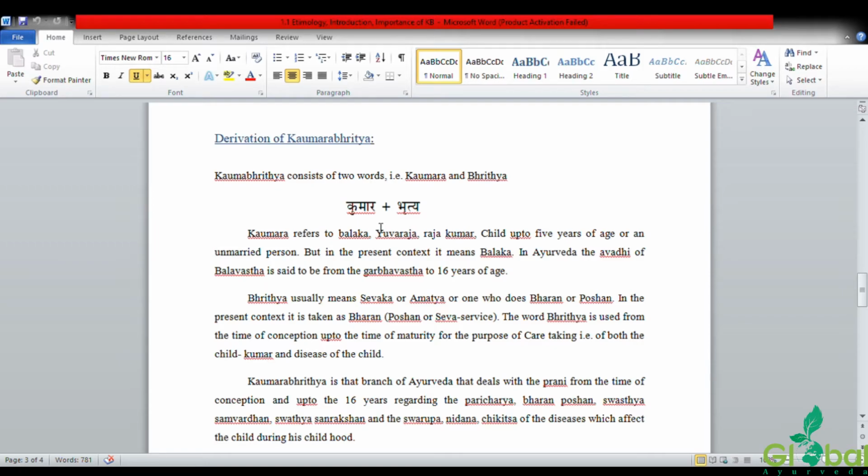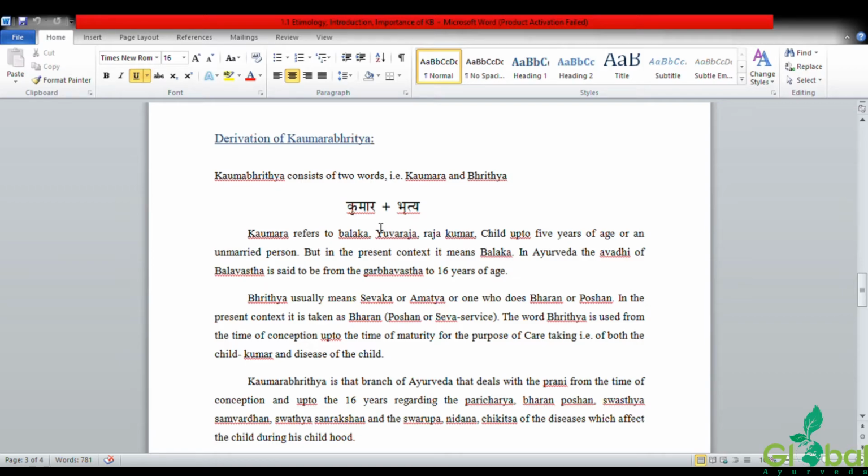So in Ayurveda, the avadhi of Balavastha is said to be from Garbhavastha to 16 years of age. In the study of Kaumarbhritya, whatever we are studying today, Balavastha means from the day of conception, from the day of the zygote formation, to 16 years of age. This is called Kaumara or Kumara, Balaka, Yuvaraja, whoever.